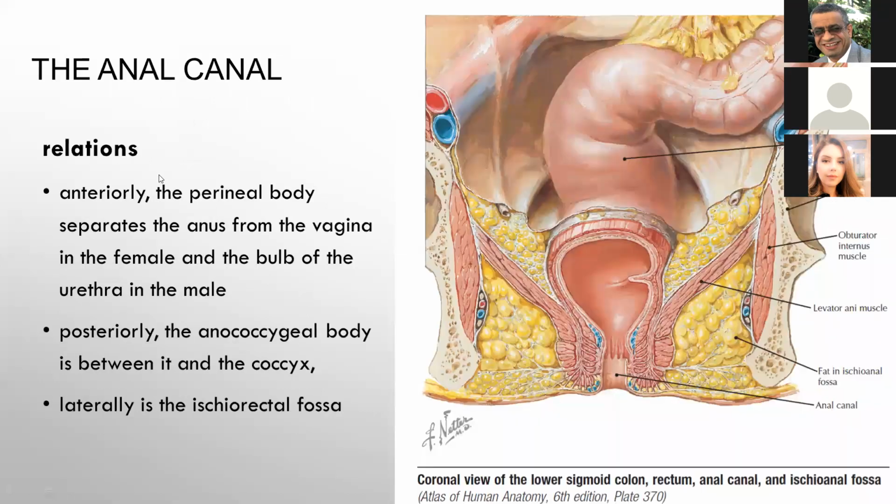Relation of the anal canal. Anteriorly, the perineal body separates the anus from the vagina in the female and the bulb of the urethra in the male. Posteriorly, the anococcygeal body is between it and the coccyx. Laterally is the ischiorectal fossa, which is occupied by fat.